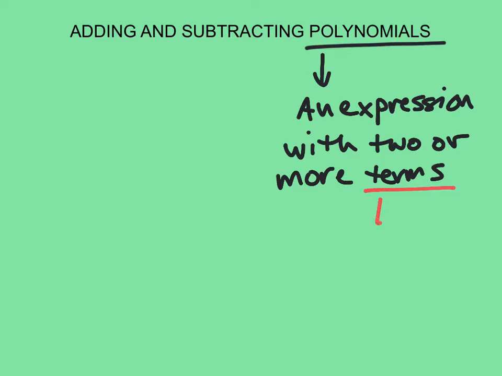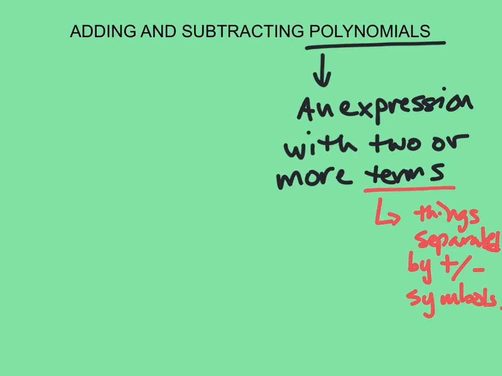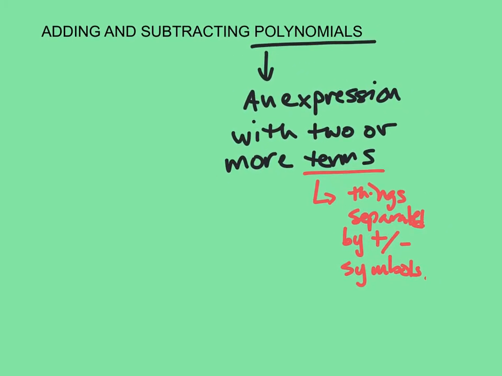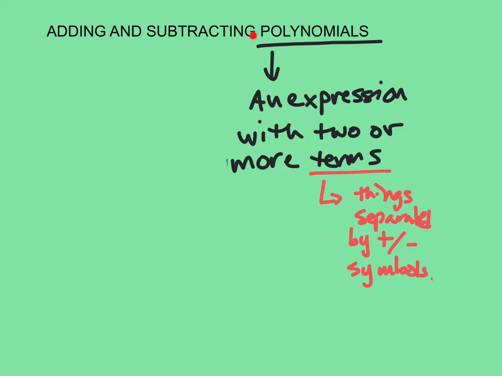So a term are things separated by plus and minus symbols, okay? These are things that we're going to talk about for probably the remainder of your math career, and we're introducing them now. So the best way for me to do this is to provide you with an example of what exactly is a polynomial. And a polynomial looks like this.